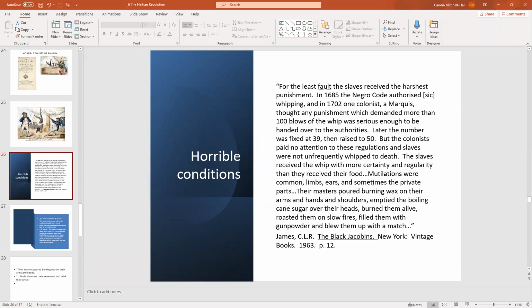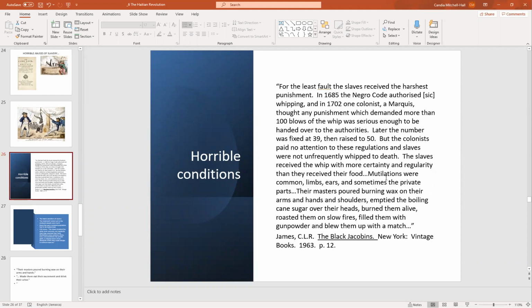The slaves received the whip with more certainty and regularity than they received their food. Mutilations were common: limbs, ears, and sometimes the private parts. Their masters poured burning wax on their arms and hands and shoulders, emptied the boiling cane sugar over their heads, burned them alive, roasting them on slow fire, filling them with gunpowder, and blew them up with a match. So thank you very much, Parkinson.